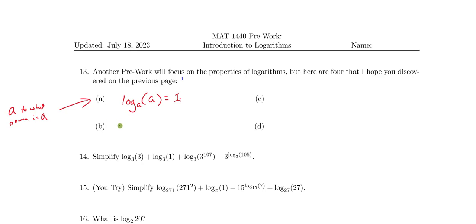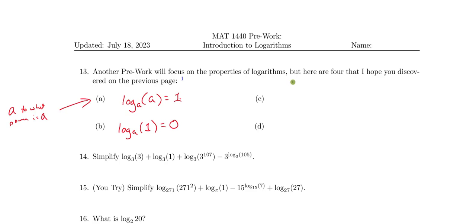Similarly, for b, we would have that the log base a of 1 is equal to 0. Why? Because this expression right here says a to what power equals the number 1. And the answer is a to the 0th power equals 1. So the log base a of 1 is 0. The other two identities are a little bit more complicated, and they'll be ones that you use often. They're actually what make logarithms such powerful tools.